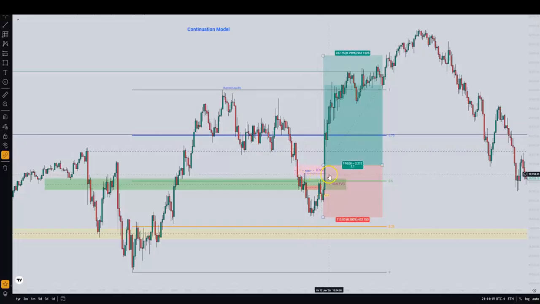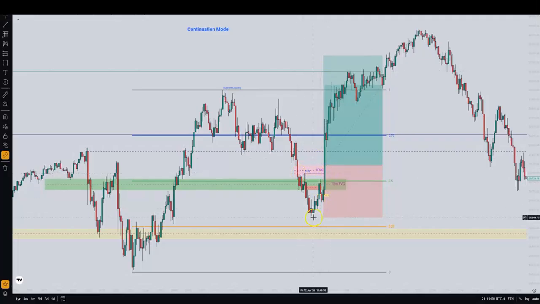Why is this my market structure shift? Because to me, I consider this high as my intermediate term high. Price went up, distributed from this fair value gap, and then broke this fair value gap. That's where I look for my market structure shift or shift in market structure.